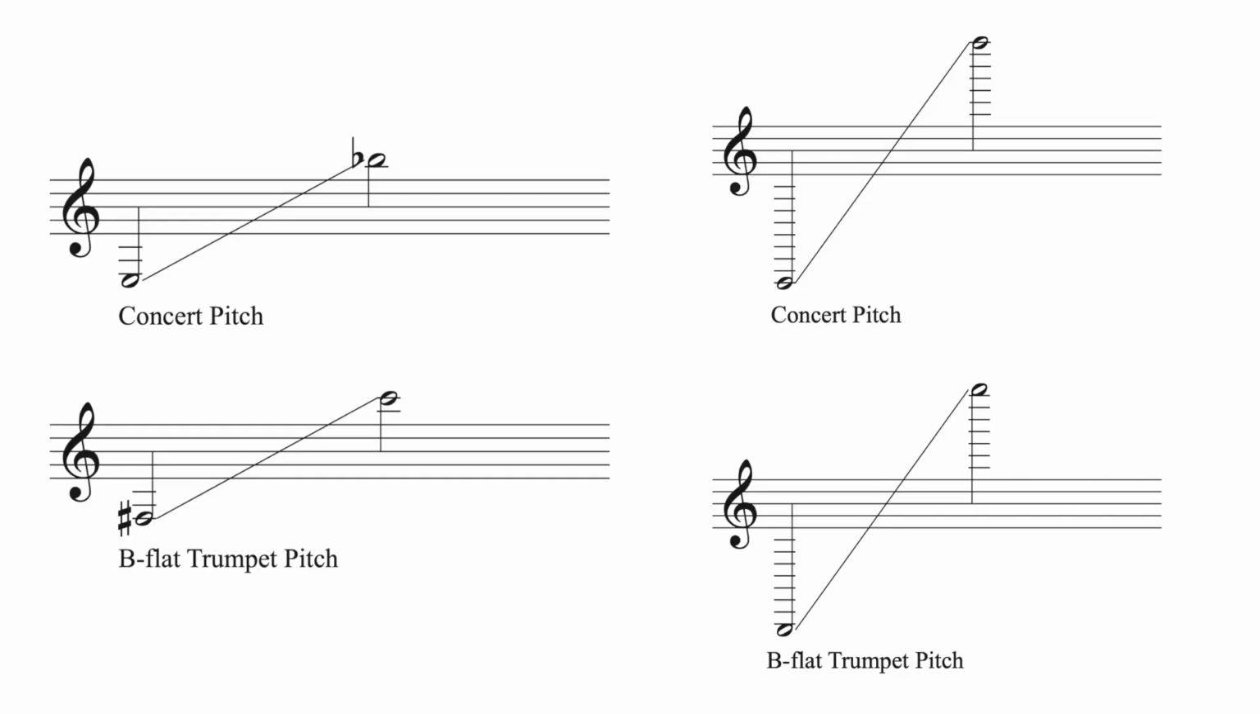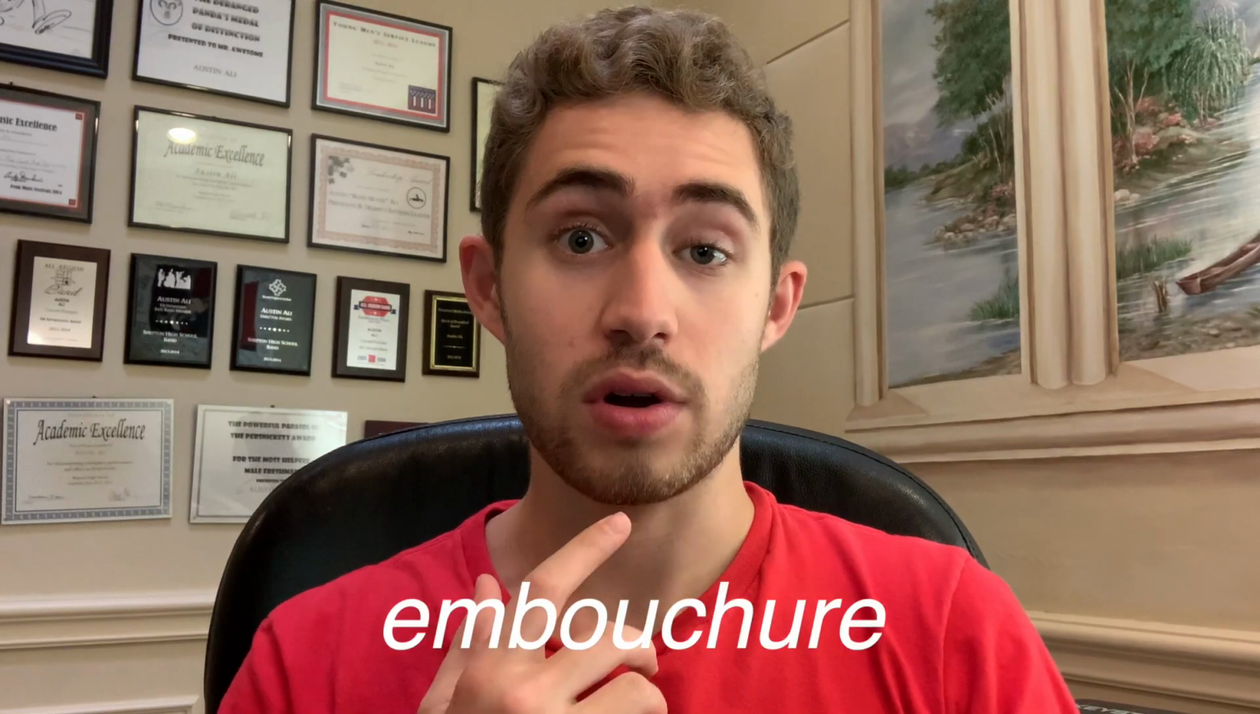So why then is famous trumpeter Arturo Sandoval's range this? That's because Sandoval has achieved absolute mastery of the embouchure, or the shape of the lips inside the mouthpiece.